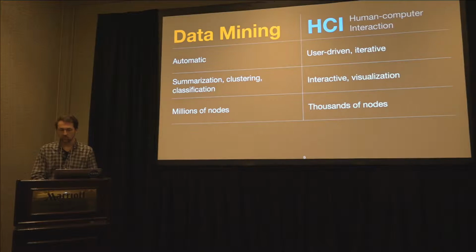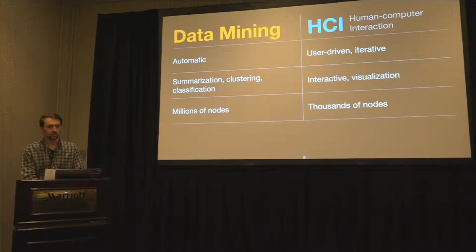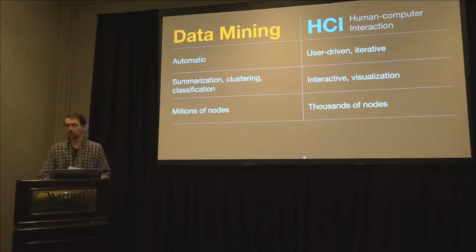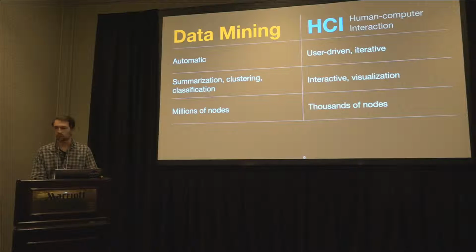There have been two major approaches to tackling graph sensemaking, the first one being data mining. This concerns automatic methods to do summarization or clustering on big graphs that are dealing with millions or billions of entities. And then human-computer interaction, which, as you all know, is a little bit more iterative and human-focused, and concerns itself more with the interactive visualization side.